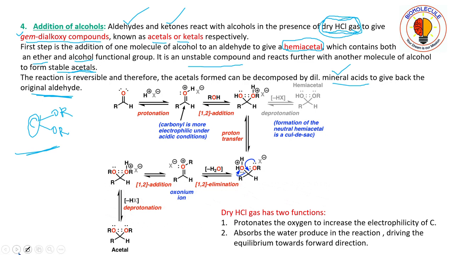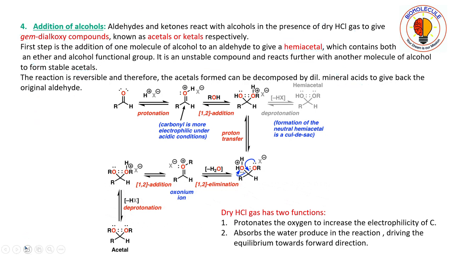Okay, if we do not use dry HCl gas, then in the reaction mixture some amount of water will be present, that is, dilute mineral acid. If we use dilute HCl, then it is a mineral acid, so it will revert the reaction back to the original aldehyde or ketone. Okay, so here is the mechanism.